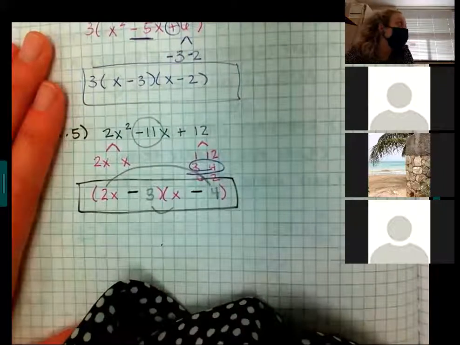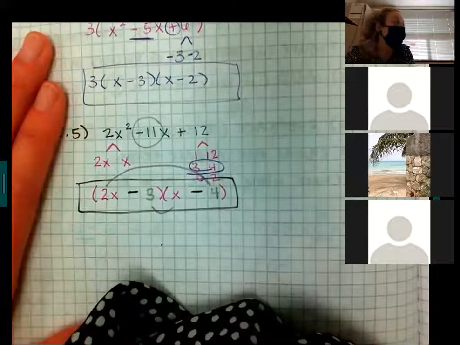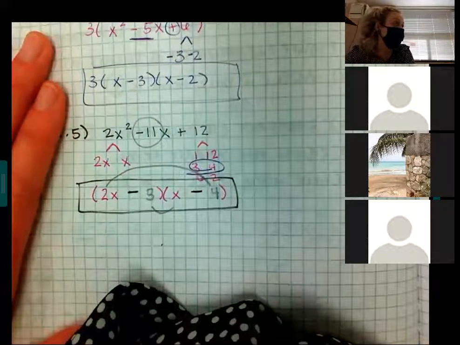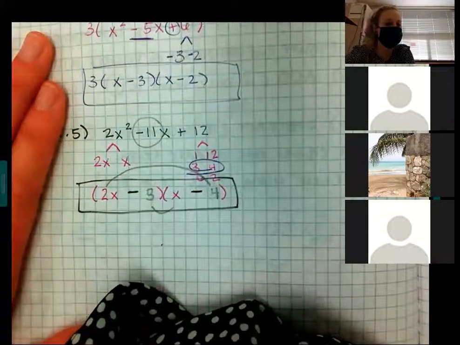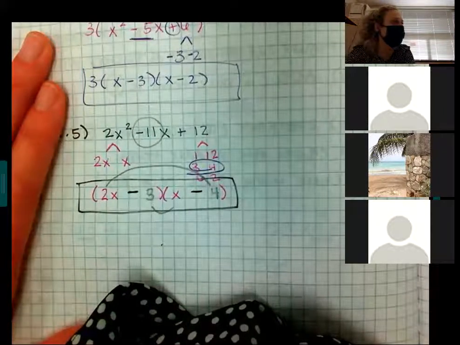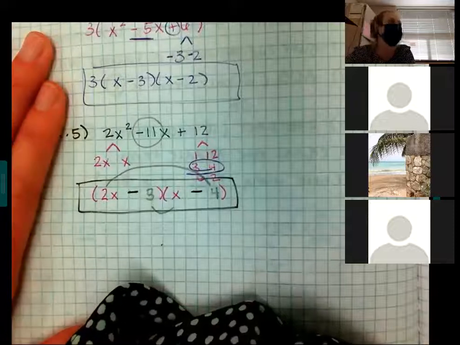Do we see how this can get dicey if you are not checking your answers? Don't you do that. I guarantee somebody would have put the 4 and the 3 and just left it, and that's wrong. I can't give you credit.